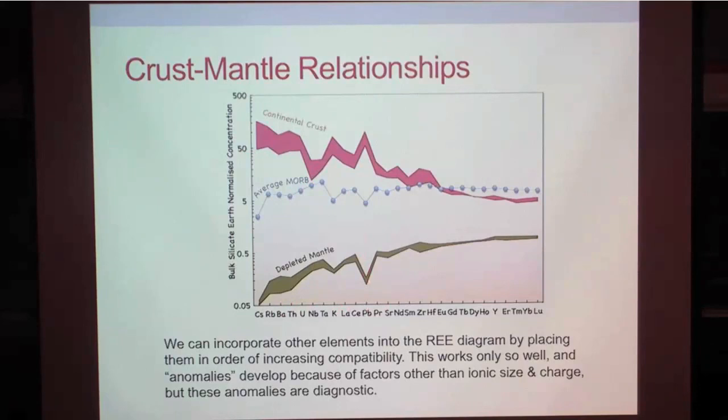We get anomalies. For example, you see the depleted mantle is more depleted in lead than we expect, and the continental crust is more enriched. The continental crust is also relatively depleted in niobium and tantalum. These so-called anomalies, nevertheless, are diagnostic of certain processes, and both these things I've pointed out are probably related to things that happen in subduction zones.